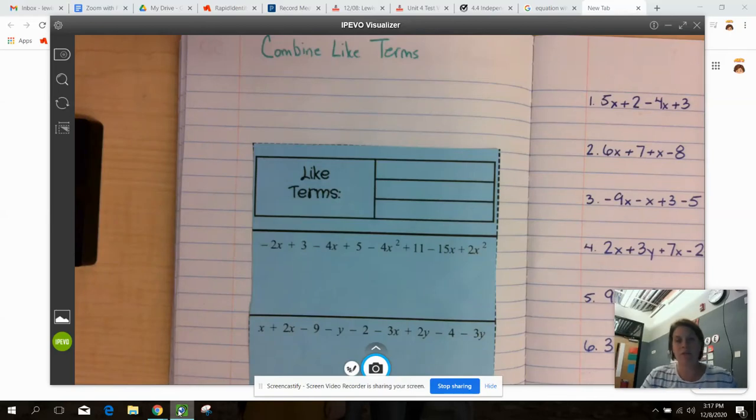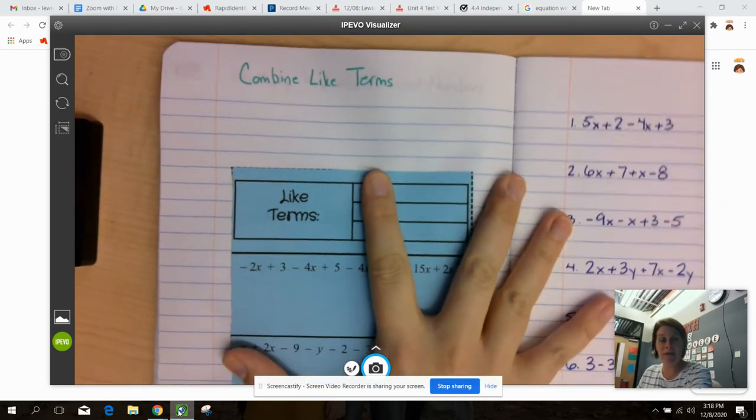Guys, so today we're going to be talking about combining like terms. This is going to be the starting point of our unit on expressions and beginning talking about equations. So what we're going to do first is talk about just a few definitions when we're talking about combining like terms.